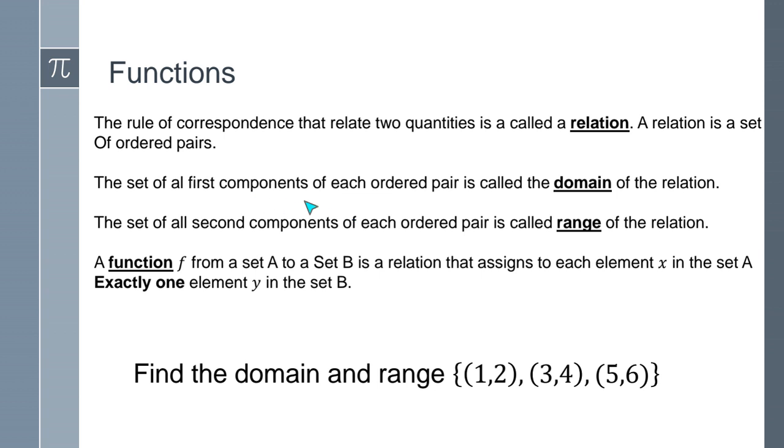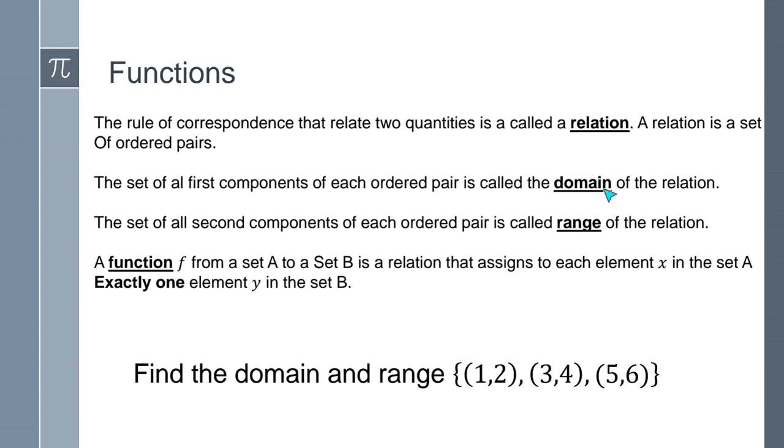The set of all first components of each ordered pair is called the domain. So in this example, if we look at all the first components, which would be 1, 3, and 5, that is what makes up our domain. The set of all second components is called the range. So the second components would be 2, 4, and 6, and that would make up our range.